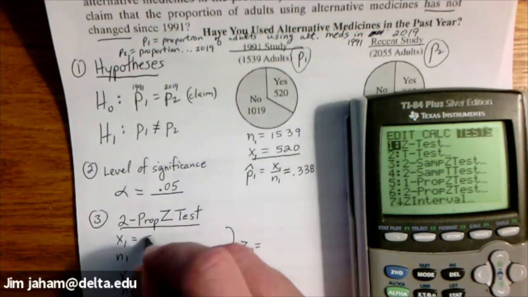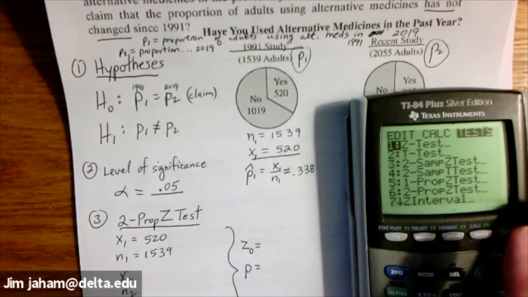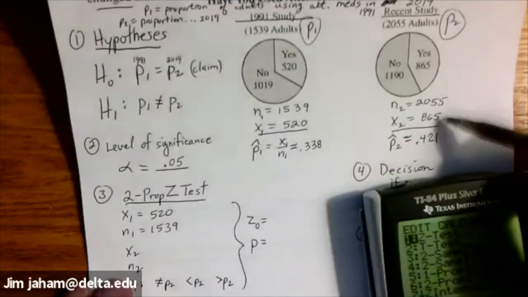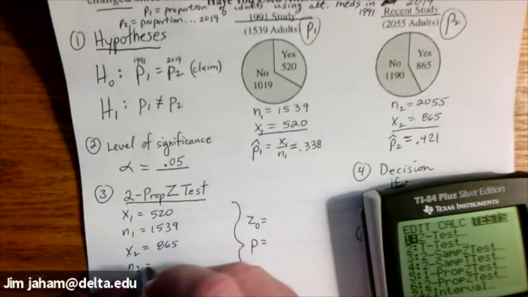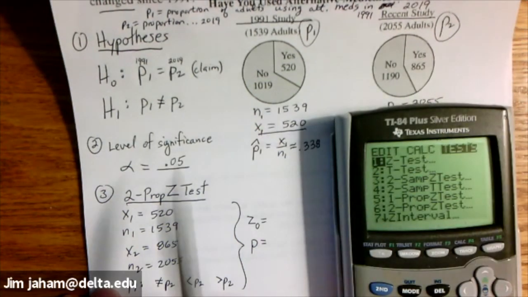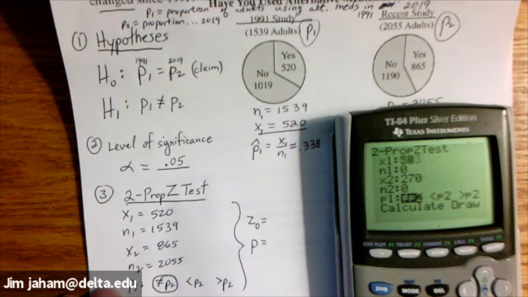So x1 is the 520 and n1 is the 1539. Just make sure you get those in the right spot. Over here, x2 is equal to 865 and n2 is 2055. And then the alternative hypothesis is the not equal to. So we're going to select that one. All right, option number 6 on your calculator, 2-prop z-test. 520, 1539, 865, and 2055, not equal to, and then we will calculate.